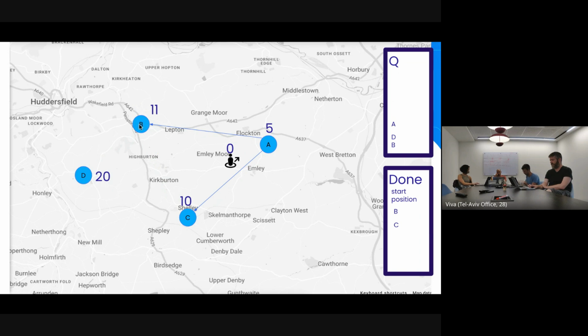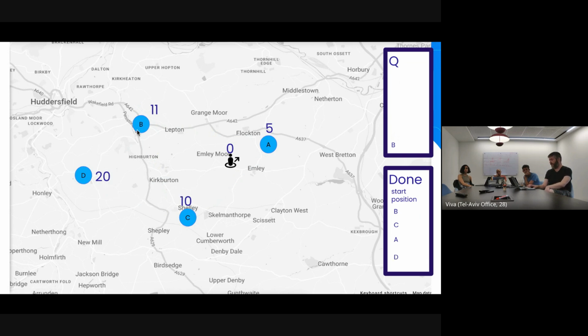Again, we change the time of B. So you can see that now B has come back to the queue because I changed it. Although I already checked it, now I need to check it again because now it will work with only 11 minutes. Okay, now I'm working on D. Let's say D doesn't add anything because it's not good enough.